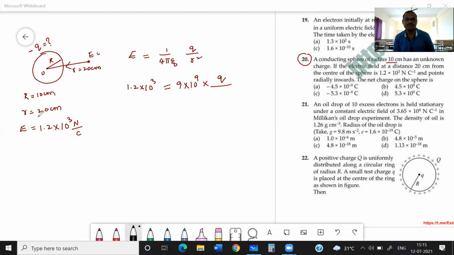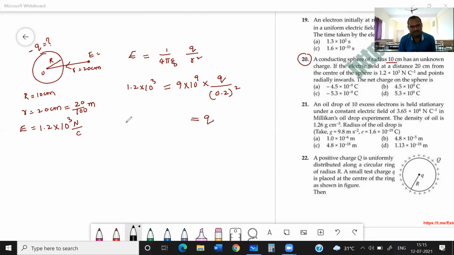See here, R value is given in centimeters. You need to convert it into meters. That is 20 divided by 100 because 1 centimeter is 1 by 100 meters. It is 2 by 10, or 0.2 meters, whole square. Clear, students? Now you want the value of Q.